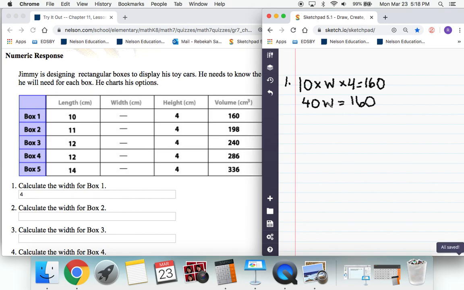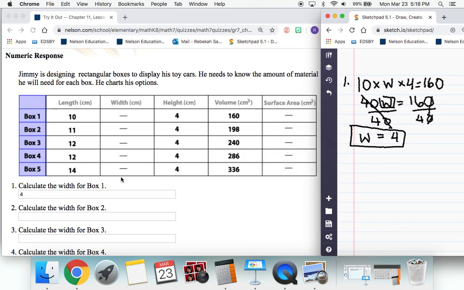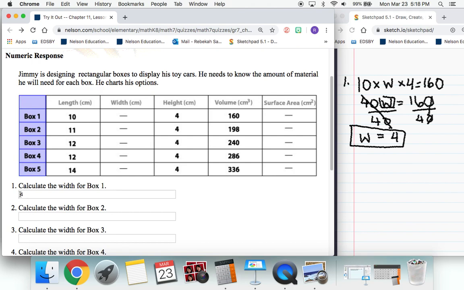All right, so just like we learned in pre-algebra, we're going to isolate our variable, divide both sides by 40, and we know that when we have zeros on both sides, we can just cross those out. So 16 divided by 4, our width is 4. And there you have it. So, yep, already put that in there. Your width is 4. Okay, I'm just going to do one more with you.